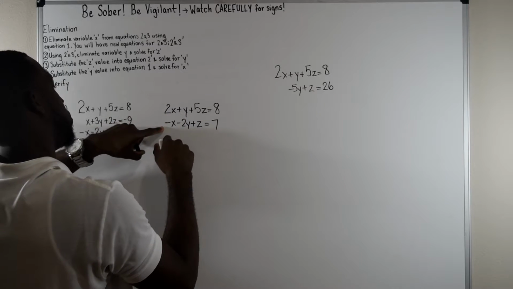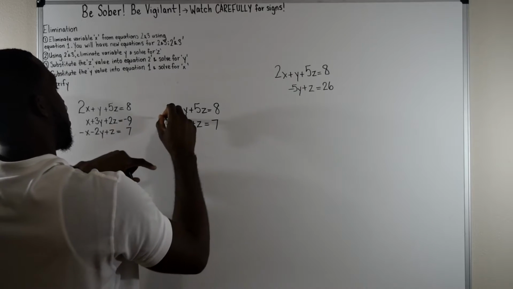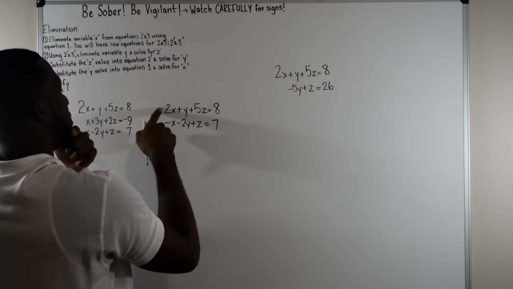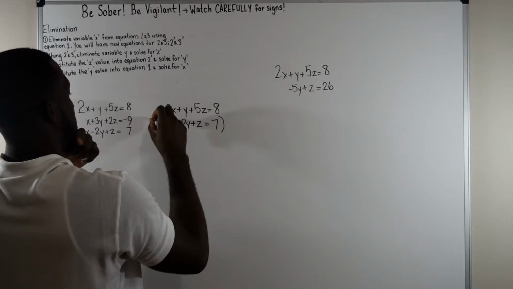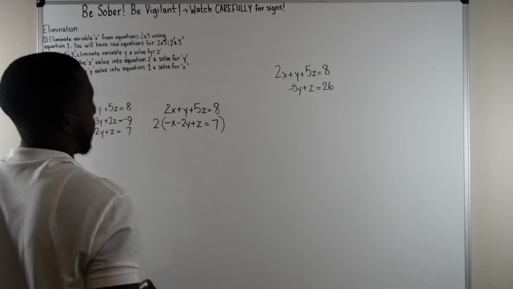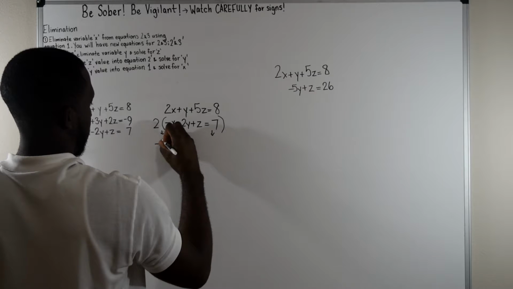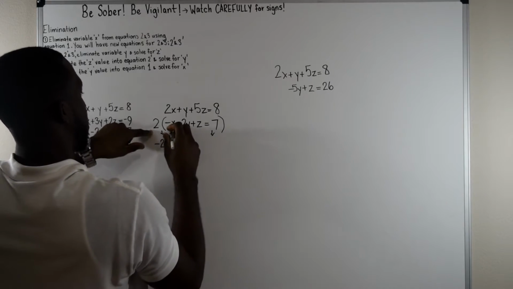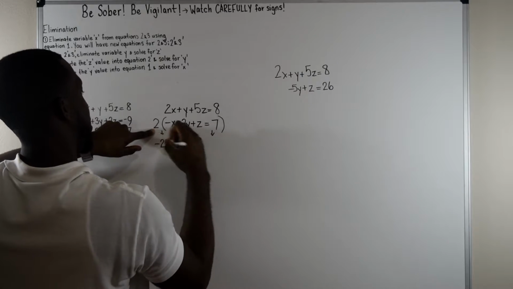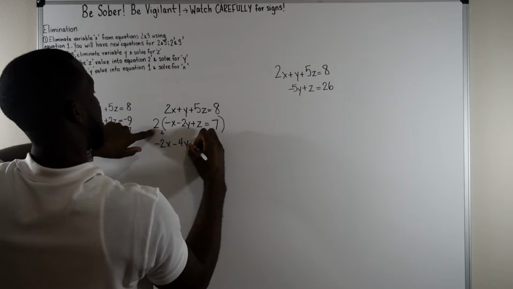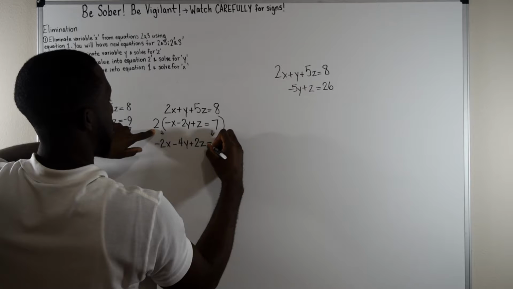what do you think I'm going to multiply equation 3 by in order to get rid of this x term? This is 2x, this is -x. So I'm going to multiply equation 3 by 2. Okay, when I do that, I'm going to get negative 2x, okay, minus 4y plus 2z equals 14.